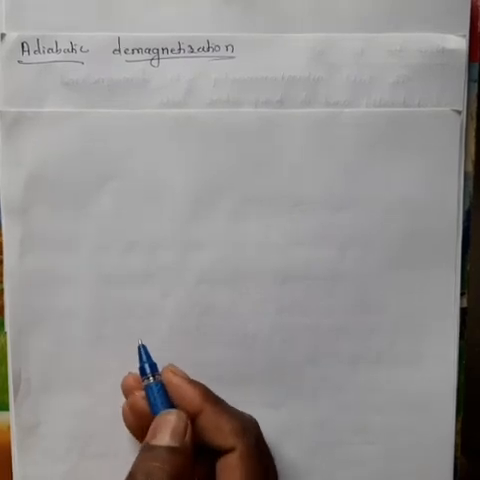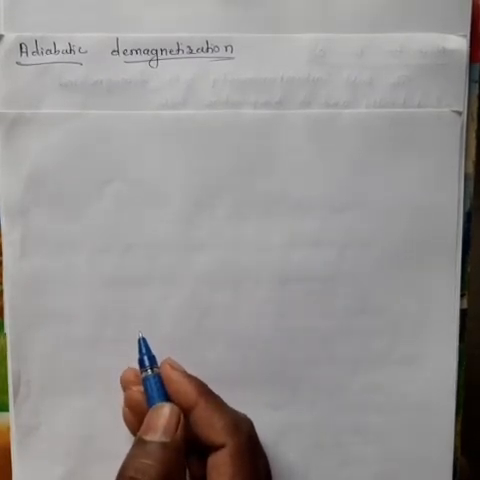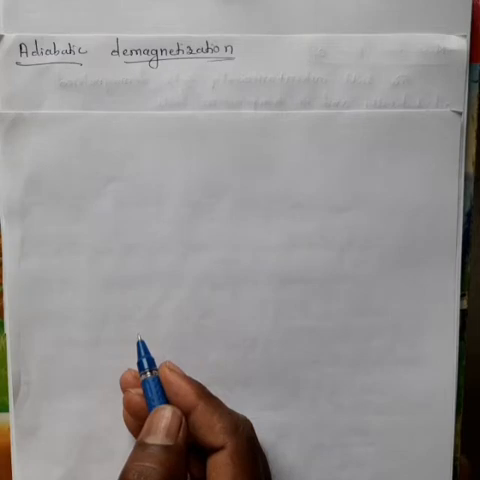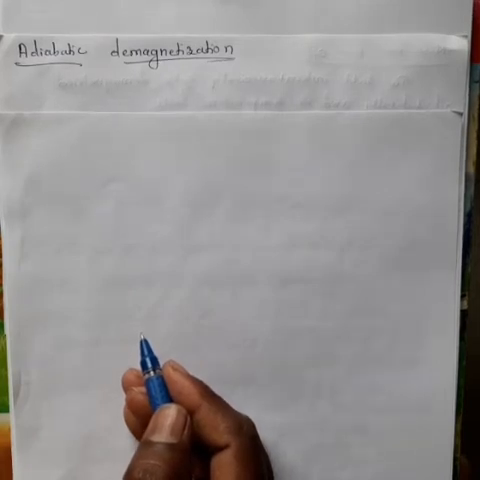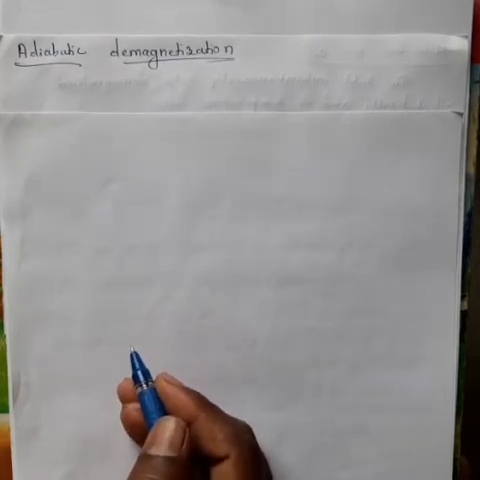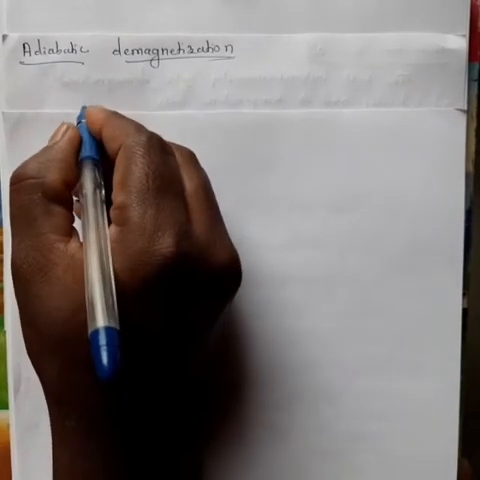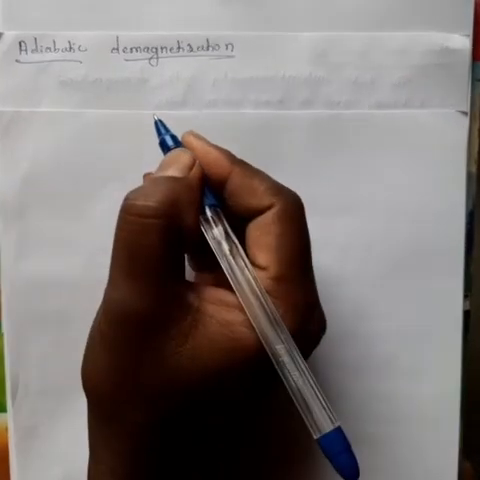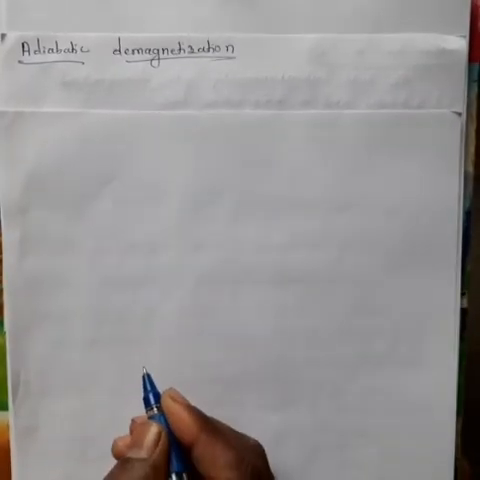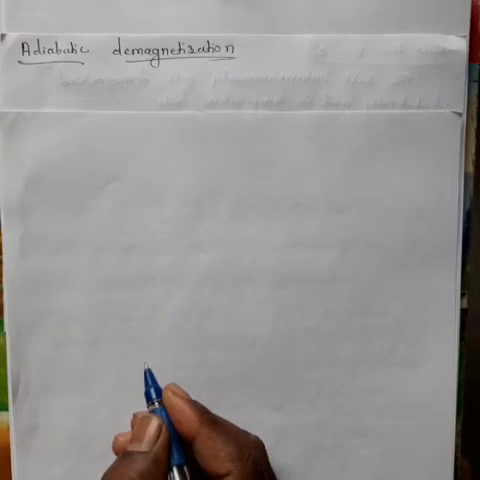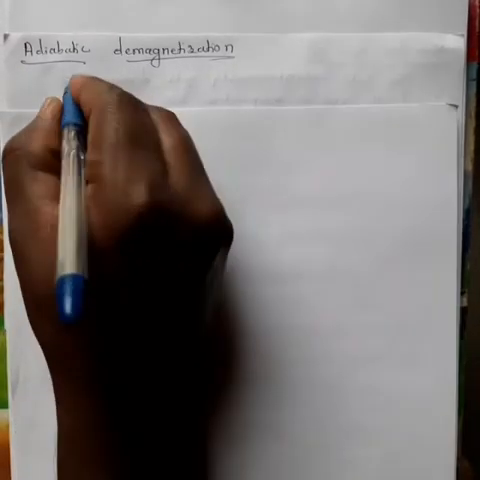Hi students, today we are going to discuss adiabatic demagnetization, and it is one method of producing a low temperature. So here adiabatic demagnetization is nothing but the experimental arrangement to produce a low temperature by adiabatic demagnetization, which is called adiabatic demagnetization.